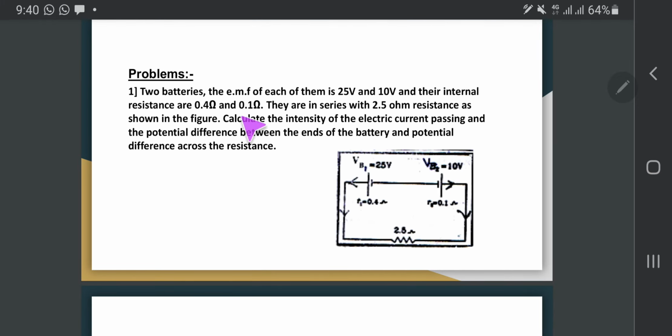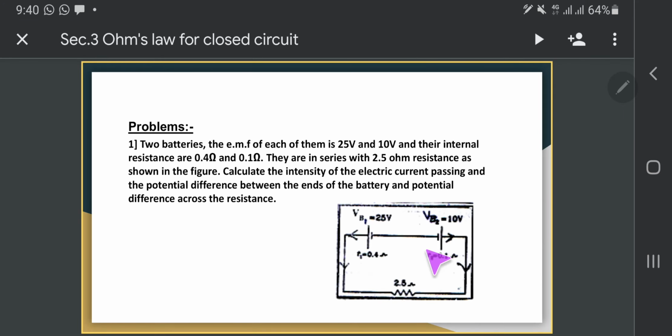For example, two batteries with EMF of 25 volt and 10 volt, and their internal resistances 0.4 and 0.1, connected in series with a resistance of 2.5 ohm. Calculate the intensity of the electric current passing and the potential difference. Calculate the current, so I equals VB divided by R equivalent plus R.